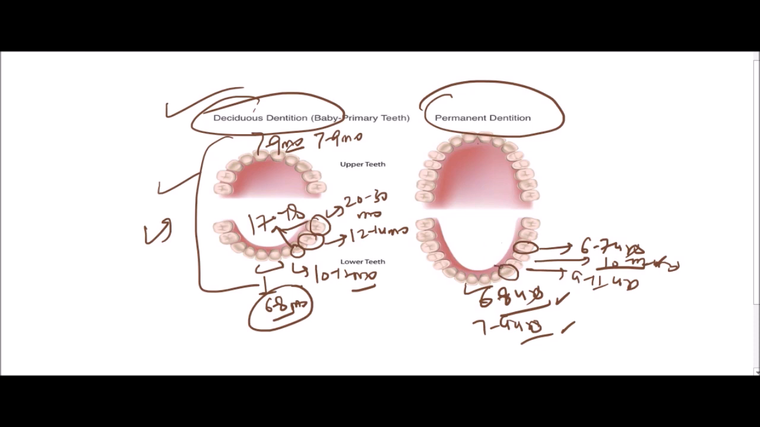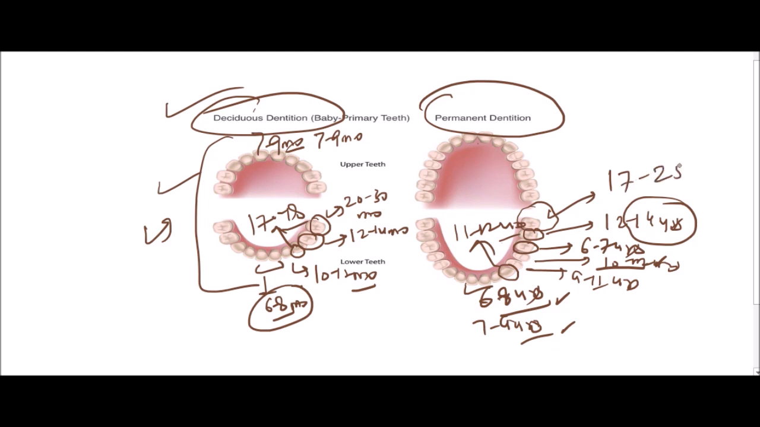Now the canine erupts at the age of 11 to 12 years, and the second molar erupts at the age of 12 to 14 years. Now what happens after 14 years? The jaw grows posteriorly and there is an increased angle between the ramus and the body that creates space for the third molar, and the third molar erupts at the age of 17 to 25 years. So this is the age of eruption of both deciduous as well as permanent dentition.